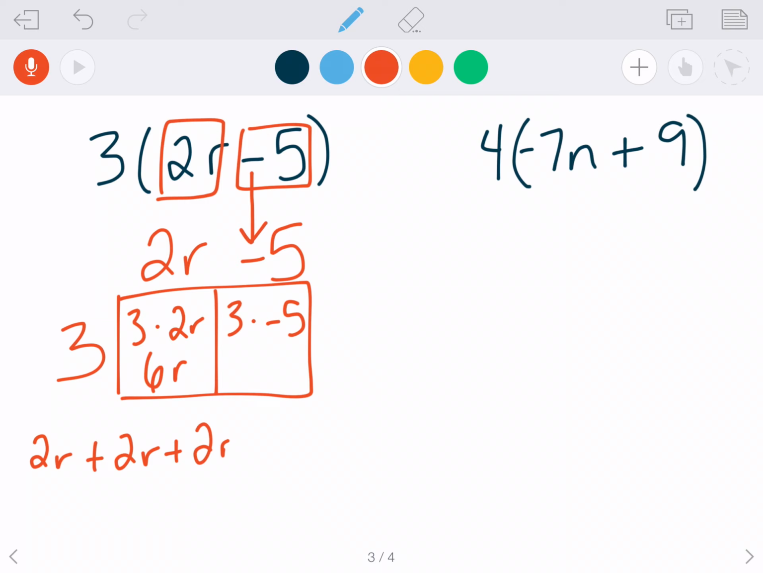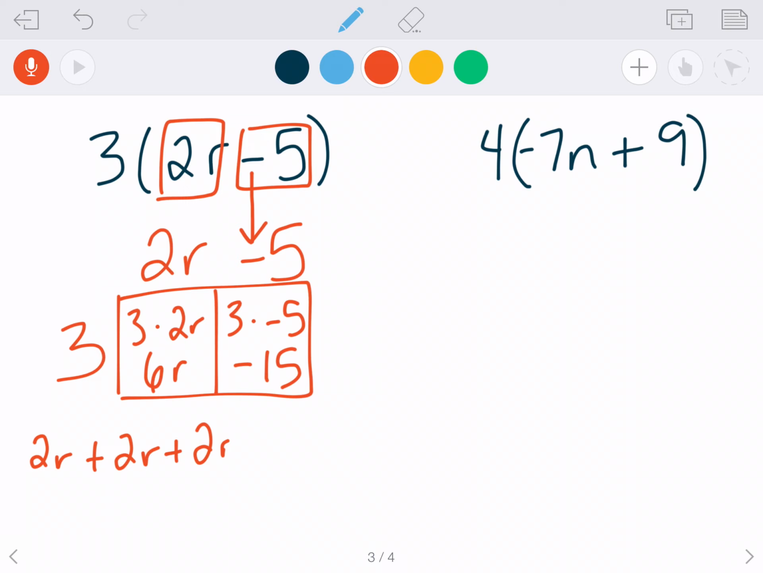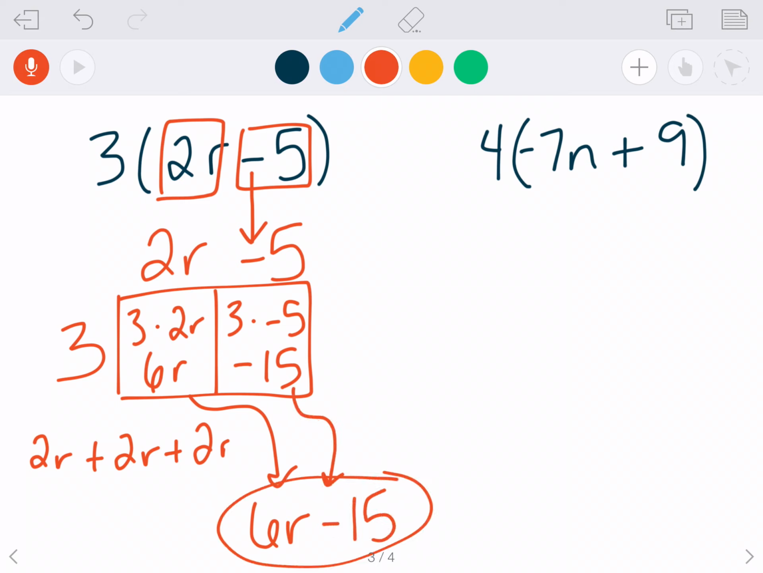3 times negative 5. Remember, multiplying with negative numbers, if they're different signs, our answer is going to be negative. And 3 times 5 gives us 15. So now I have 6r minus 15 as my expanded or distributed term, or simplified version.